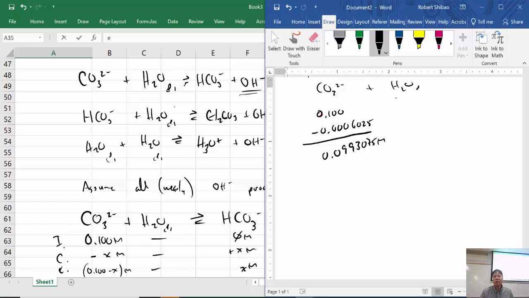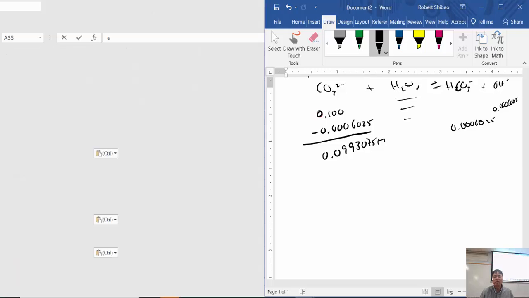And then water, we ignore that. And then this is going to give us bicarbonate, which is going to be 0.000625, and hydroxide, which is also 0.000625. So we can calculate our Kb value now. The Kb value is going to be the bicarbonate concentration times the hydroxide concentration divided by the carbonate concentration.